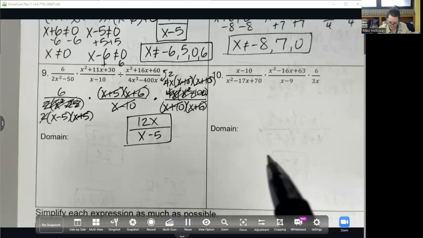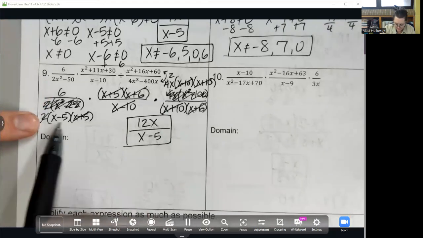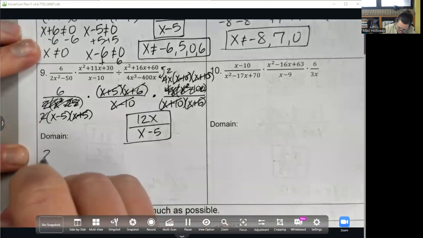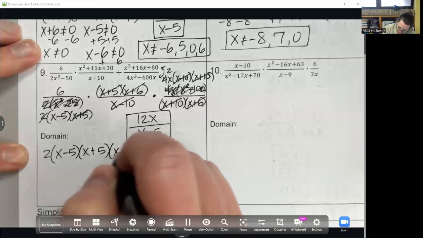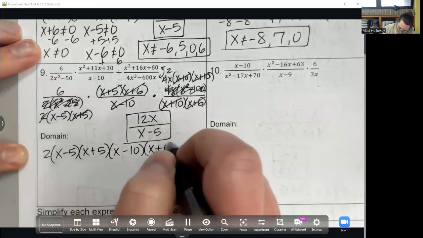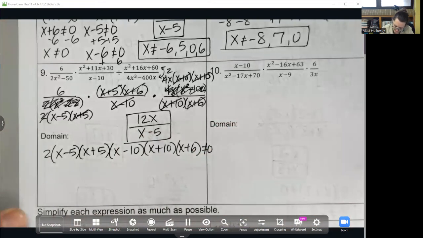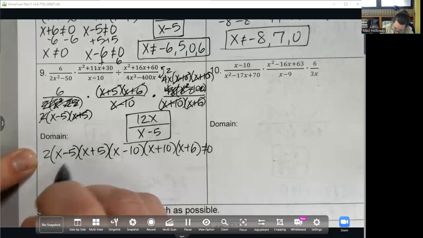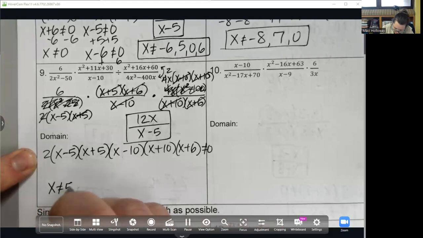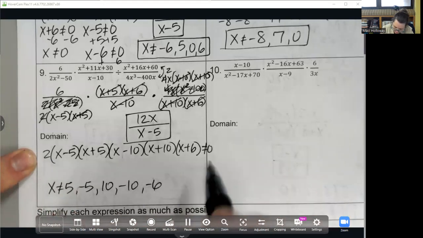Yep, looks good. Okay. So domain is original denominator. I'm going to take all of these things that are factored down below: 2x minus 5, x plus 5, x minus 10, x plus 10, x plus 6 cannot equal 0. Okay, this 2 and 0, that one doesn't count. I'm going to add 5 here, so x cannot equal 5. Subtract 5 there, we get x cannot equal negative 5. Add 10, negative 10. I'm just switching the signs now, and I think that's it.